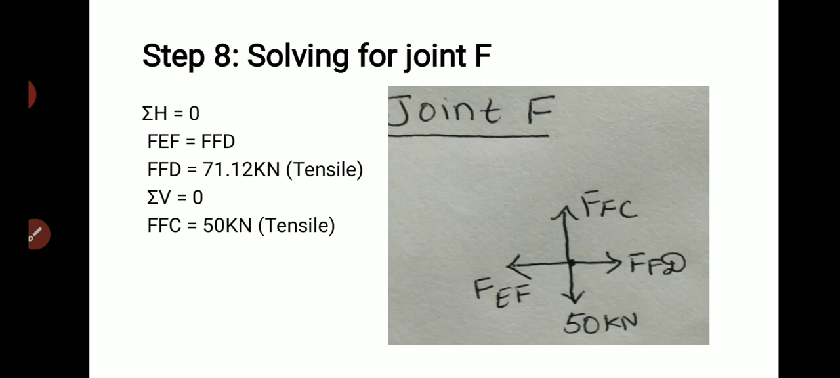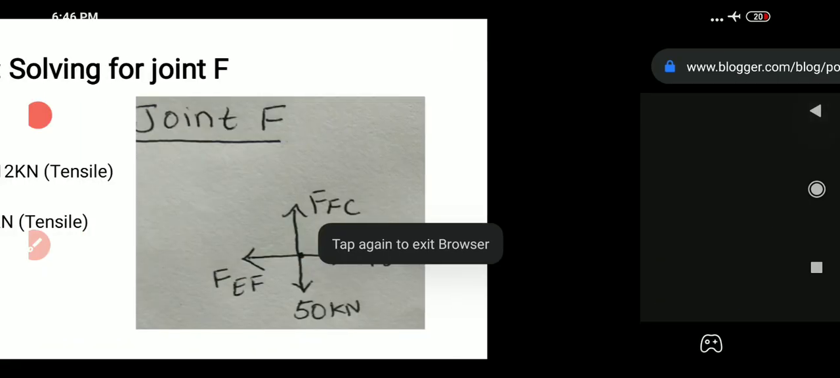So the next is sigma V. 50 kilonewton was the external load which was acting. So there is only one resisting force for this 50 kilonewton in the vertical direction, that is nothing but FFC. So FFC will be equal to 50 kilonewton itself, but in the opposite direction.